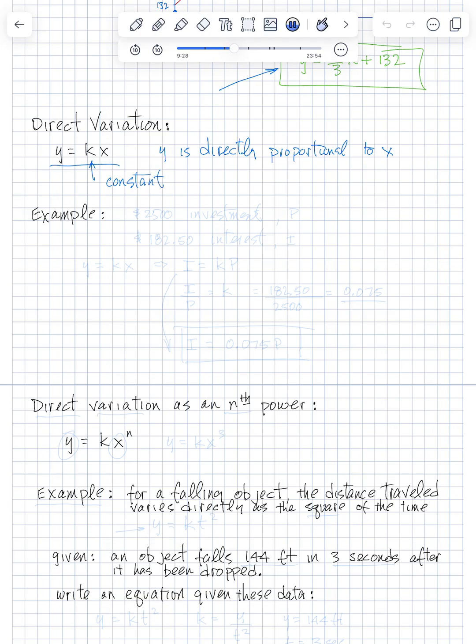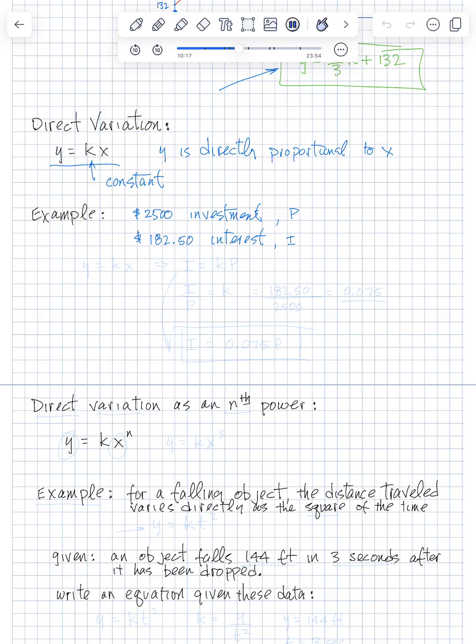So in this example, we're going to have a $2,500 investment. And well, I wrote 25,000. Okay, there, 2,500 investment. And the interest we earned after 1 year is $182.50. We're going to call this I, and we're going to call the investment P, capital P, for principal. And so now we need to find an equation where we're going to solve for interest.